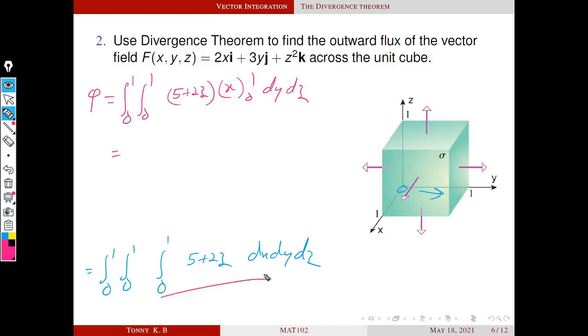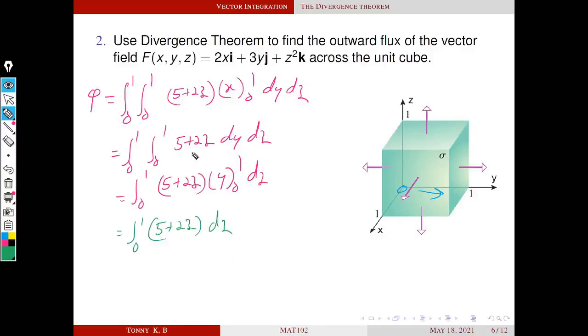First we integrate with respect to x. So 5 plus 2z is a constant. We can treat this as a constant because integration is with respect to x. So this becomes (5 plus 2z) times x, and the limit is 0 to 1. After substituting the upper limit and lower limit, this term becomes 1. So this becomes 5 plus 2z.